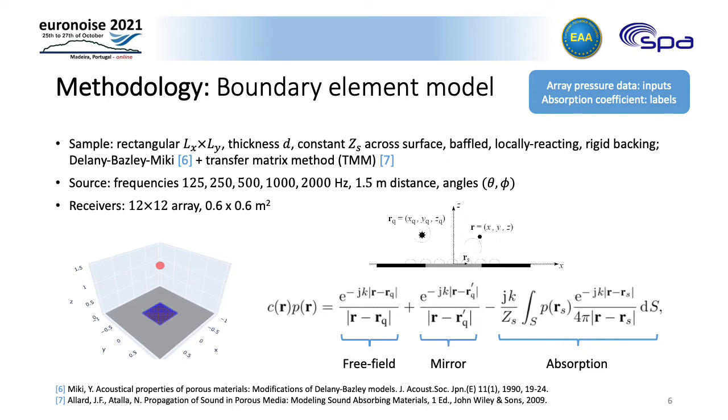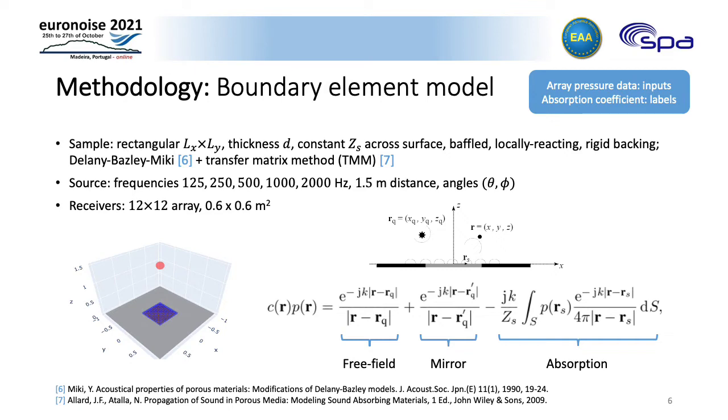The source is emitting stationary waves at 5 frequencies, spanning 125 to 2000 Hz, and it is placed in a hemisphere 1.5 meters away from the center of the sample, parameterized with incidence angle theta and phi. The receivers comprise a single layer array of 12 × 12 probes with 2 centimeter spacing. The input data for the CNN is the magnitude of the array pressure at the 5 frequencies, that is, a tensor with dimensions 12 × 12 × 5.